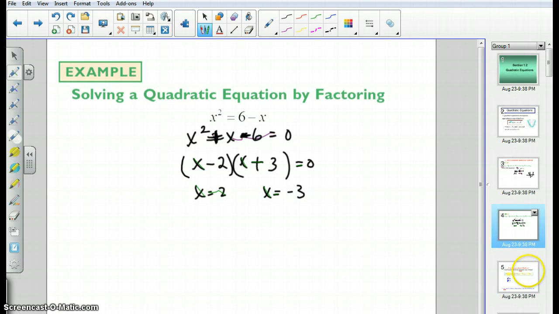Again, checking for any extraneous solutions. And when I say extraneous, I'm looking for anything that would cause me to divide by 0 or take the square root of a negative.